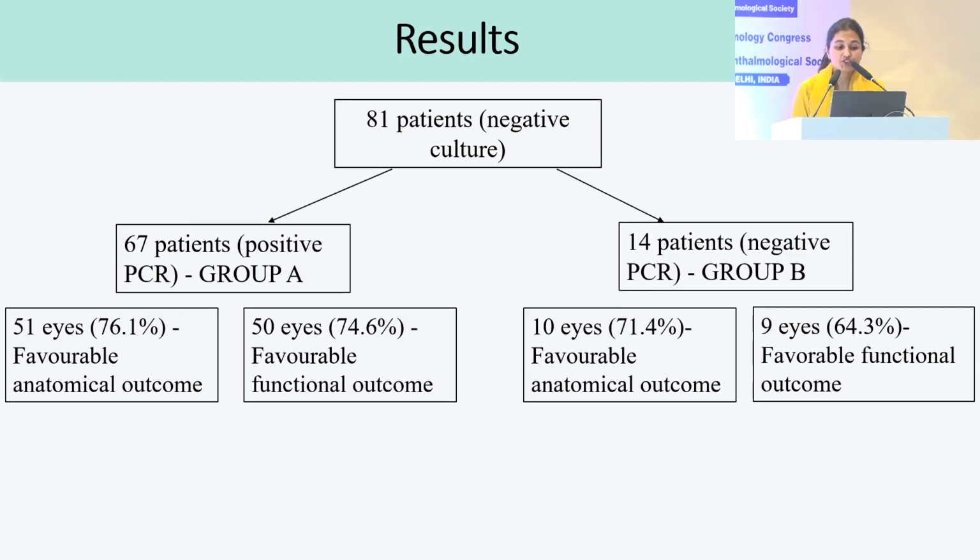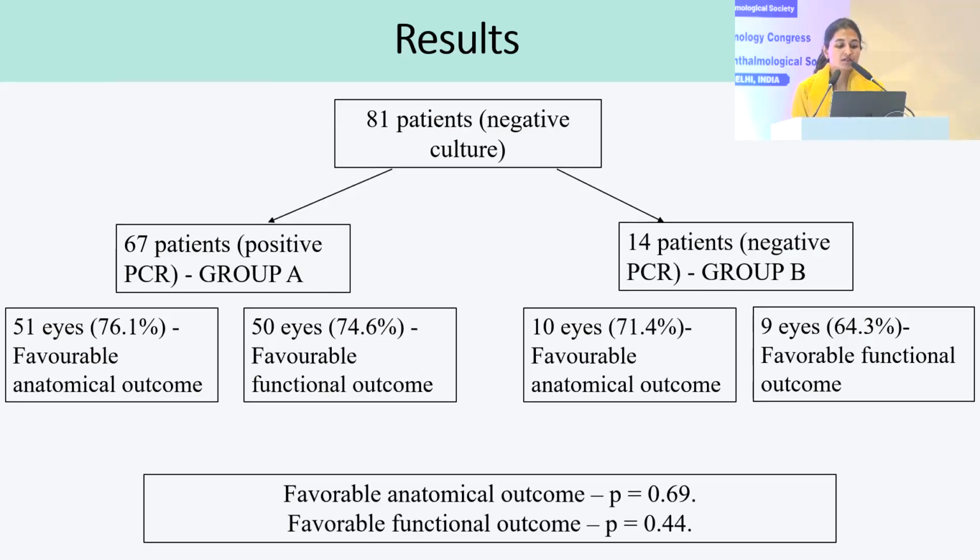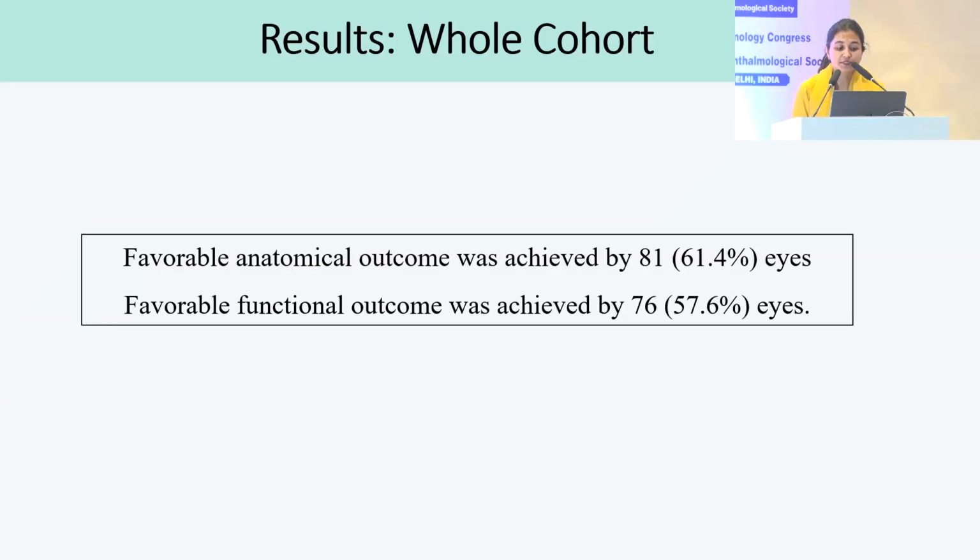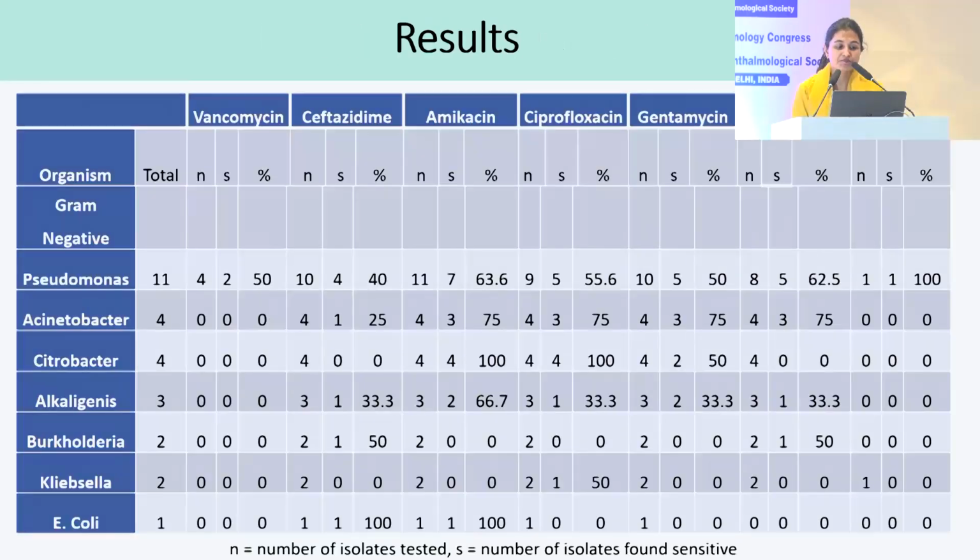Amongst the 81 patients with negative culture, there were two groups. Group A were the patients who were positive for PCR, and 51 eyes had a favorable anatomical outcome, and 50 eyes had favorable functional outcome. And Group B were the patients who were negative for PCR, and those were 10 eyes where there were favorable anatomical outcome, and 9 eyes who had favorable functional outcome. So the whole cohort results have depicted that the favorable anatomical outcome was achieved by 81 eyes, and the favorable functional outcome was achieved by 76 eyes.